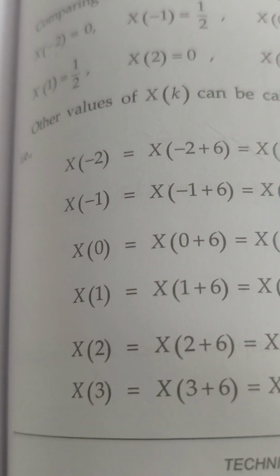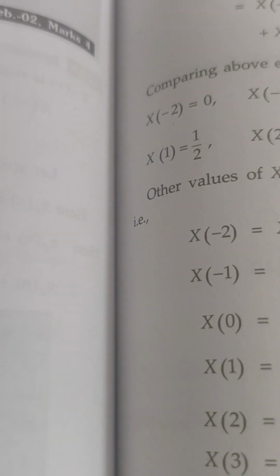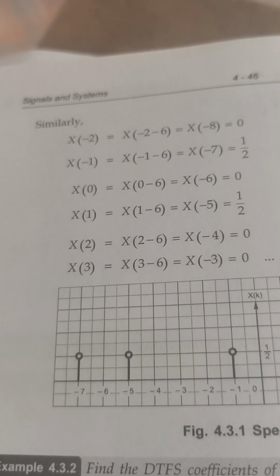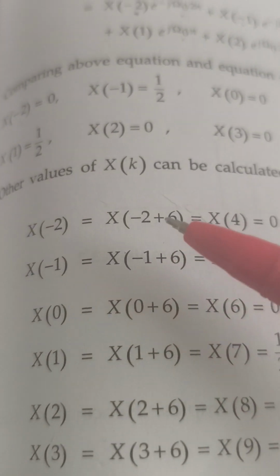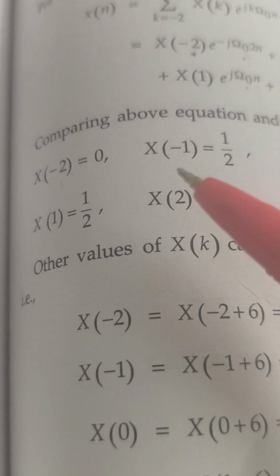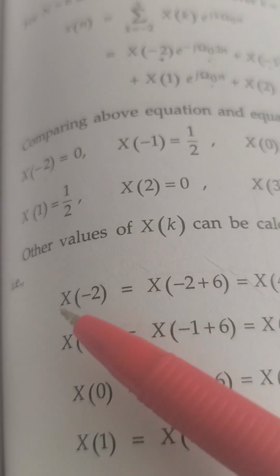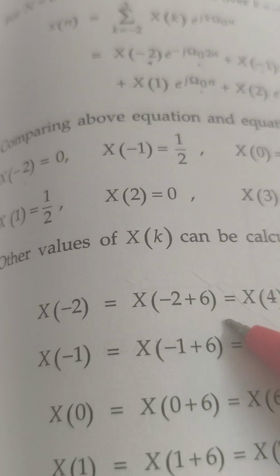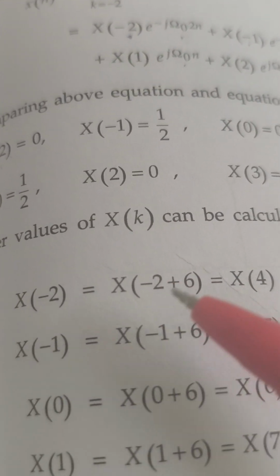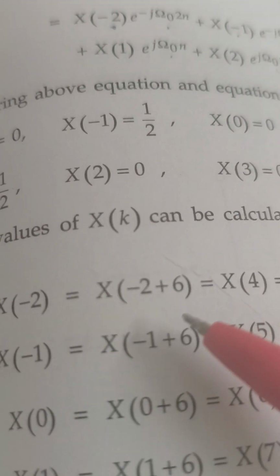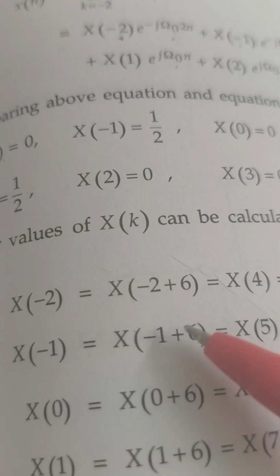Here you see x of 0, and here I will show you, they have found out only x of 2. By using this we know the value of x of 2. Then it repeats at regular intervals of time, since it is a periodic signal. Therefore what we'll do, to this x of 2 we will add 6, because the signal repeats at an interval of 6 sequences. Therefore x of minus 2 plus 6 will be x of 4.